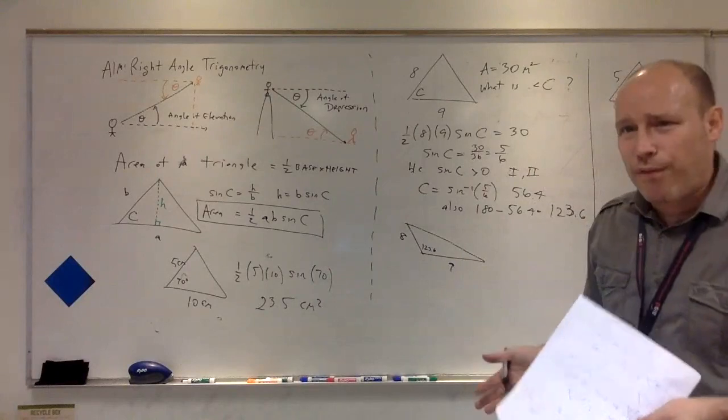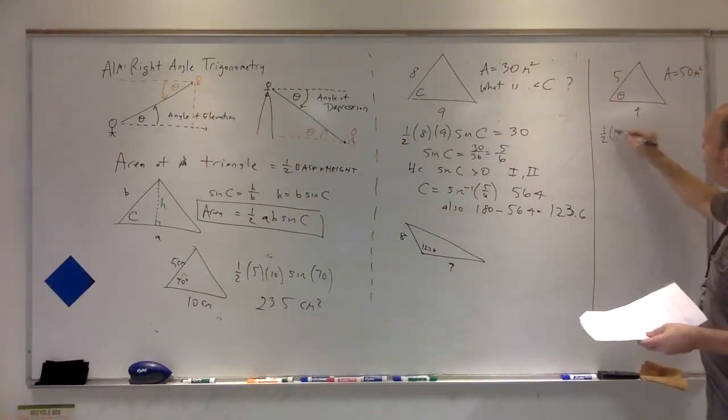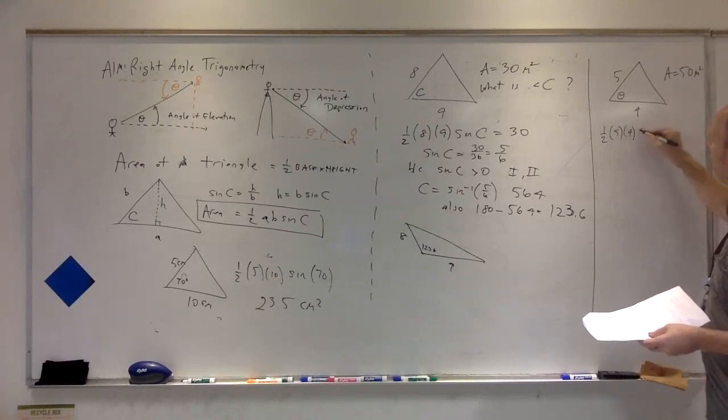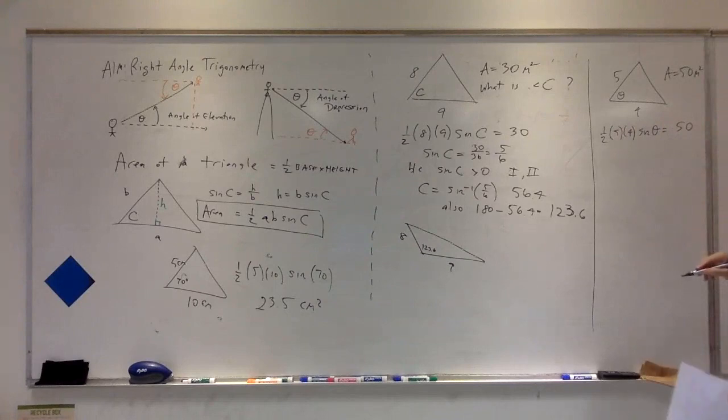It's a formula. I just have to plug the numbers in the formula. So let's see what happens. We get 1/2 times 5 times 4 sine of theta equals 50. And so 5 times 4 is 20 divided by 2 is 10. So you're like, sine of theta equals 50 over 10, which is 5.